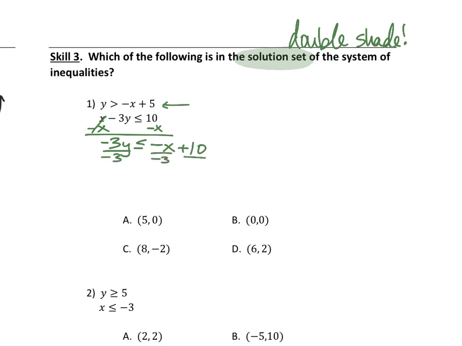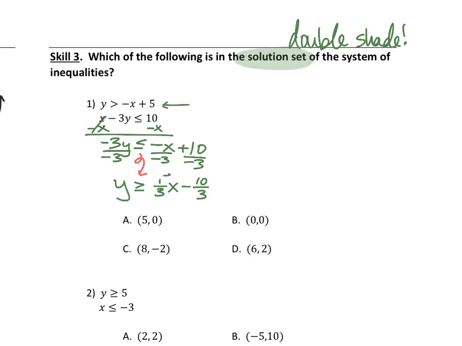Now your spidey senses should be tingling because you just divided by a negative. What do you need to do? You need to change the sign. Bloop, flip that sign over. It flips over to being the opposite. It's now greater than or equal to. This is y greater than or equal to 1/3 x minus 10/3. Consult your brain or your calculator if you're wondering where I got those numbers from. I did the math. You did the math.